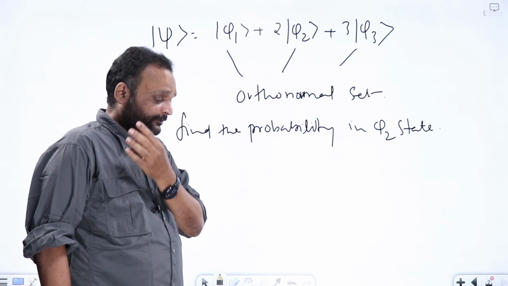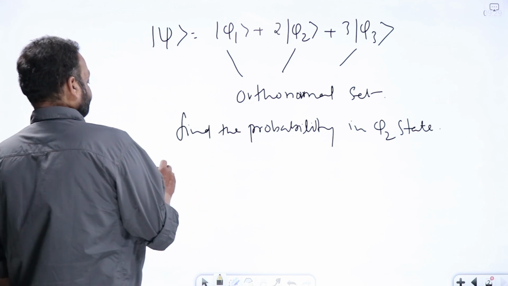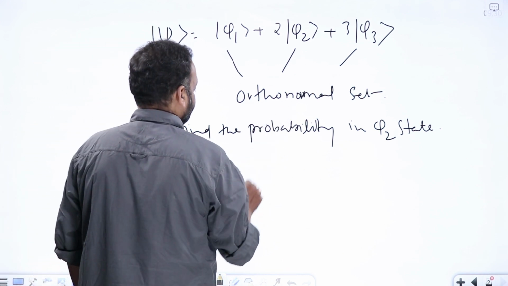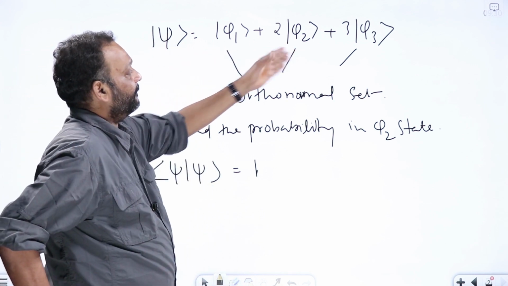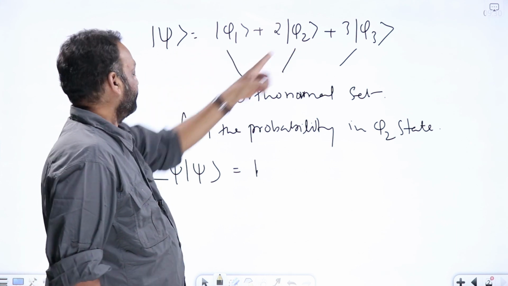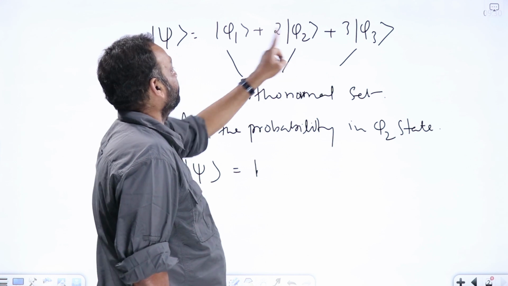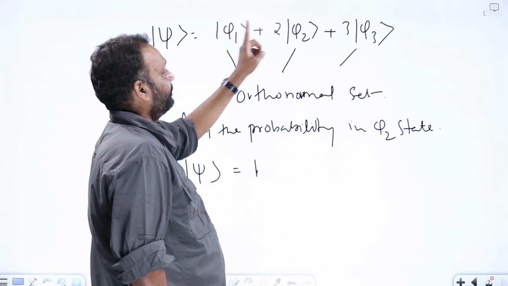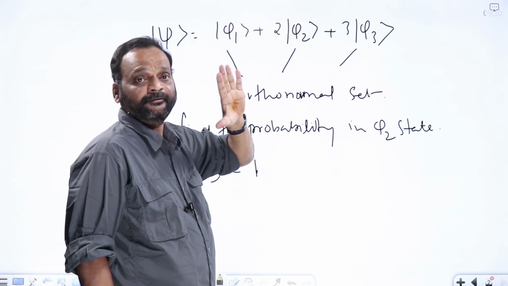Okay, so the probability of finding the system is nothing but integral psi star psi dV. That's nothing but <psi|psi>. For an orthonormal set, it should be normalized; <psi|psi> should be equal to 1. When we look at this wave function, we'll clearly know: 1 square plus 2 square plus 3 square. Because of orthogonality, <phi 1|phi 2> will be 0, <phi 1|phi 3> will be 0, <phi 2|phi 1> will be 0, and we are left with phi 1 square, phi 2 square, phi 3 square. So 1 square plus 2 square plus 3 square, we are not getting 1.